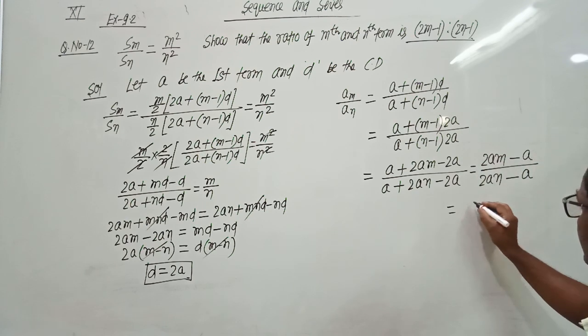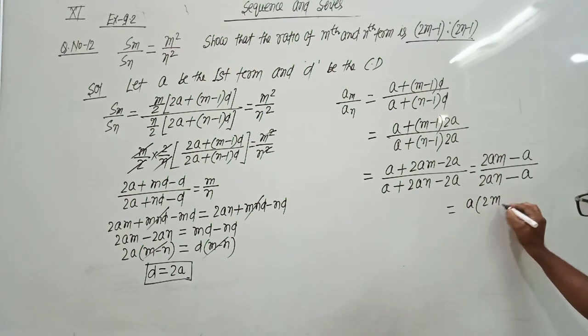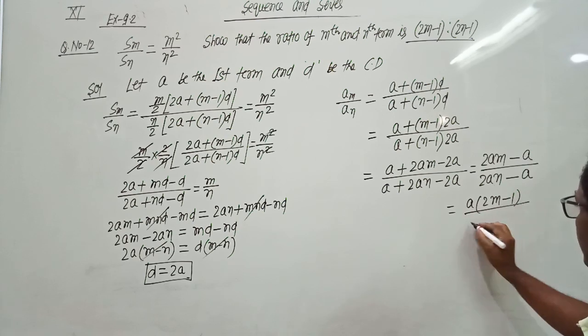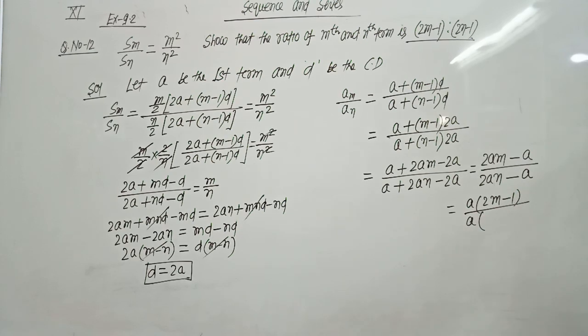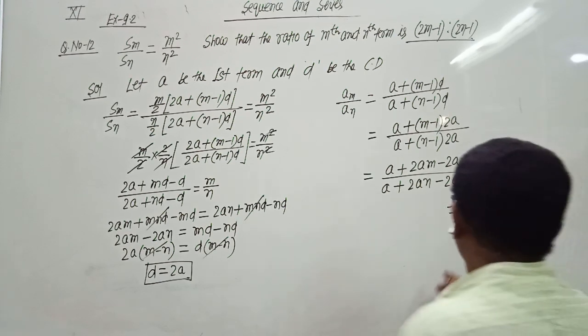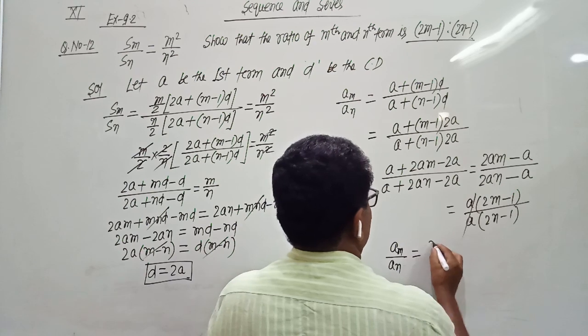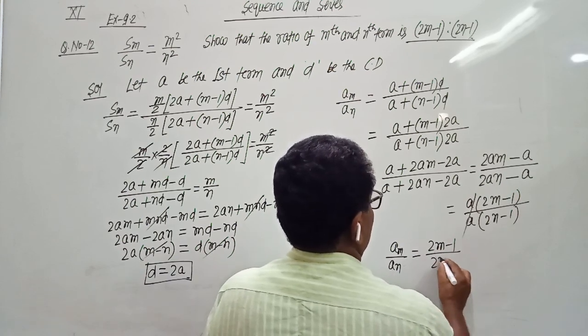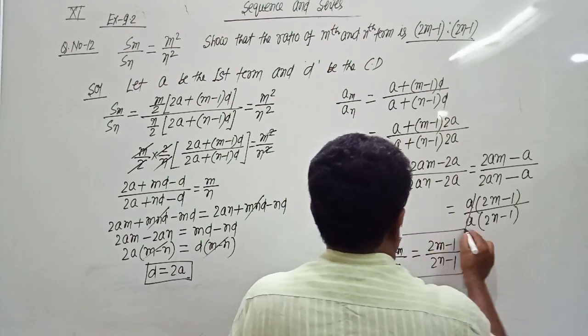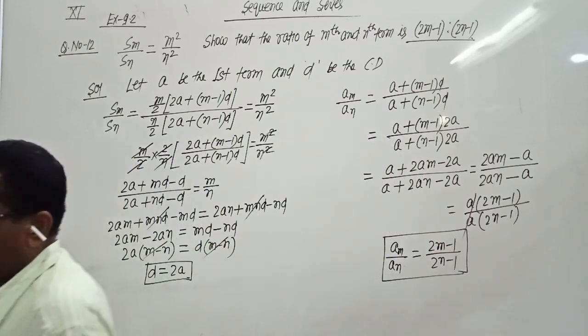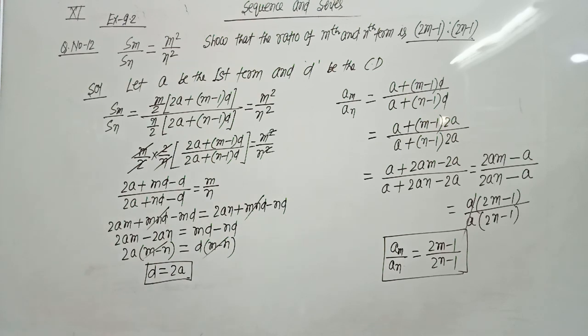From numerator, a is taken common, so we get 2m minus 1. And from denominator, again a is common, so 2n minus 1. a and a cancel. And we get the ratio: mth term upon nth term equals 2m minus 1 upon 2n minus 1. This we have to prove. The ratio of mth term and nth term is 2m minus 1 upon 2n minus 1.